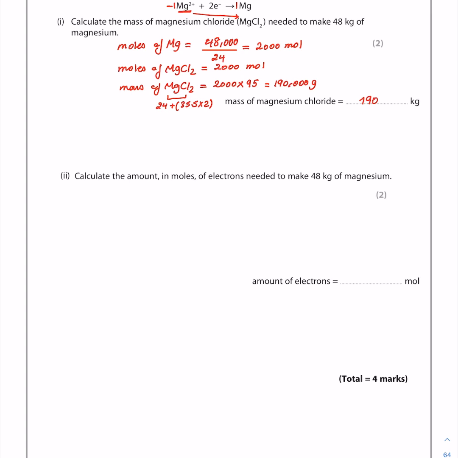Double I. Calculate the amount in mole of electrons needed to make the 48 gram of magnesium. We calculated in the very first step that the moles of magnesium is equal to 48,000 grams over the atomic mass of magnesium, 24, which came out to 2,000 moles. What is the ratio between electrons and magnesium? Every 2 mole of electrons you produce 1 mole of magnesium. So to produce 2,000 mole of magnesium, how many moles of electrons do I need? Multiplying by 2, because the ratio for electrons is 2 to 1, gives 4,000 moles. So the answer will be 4,000 moles.